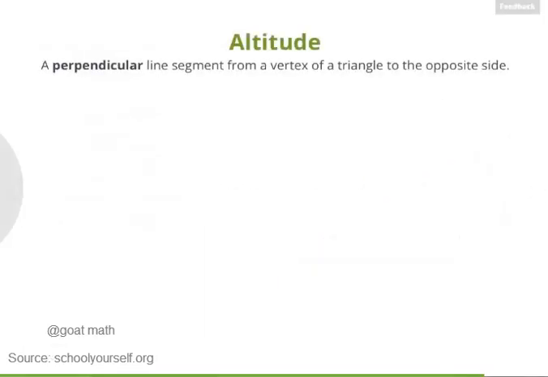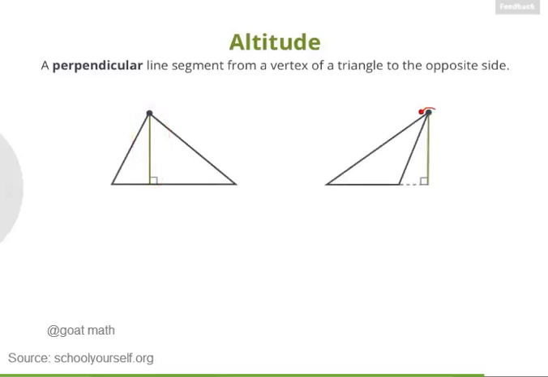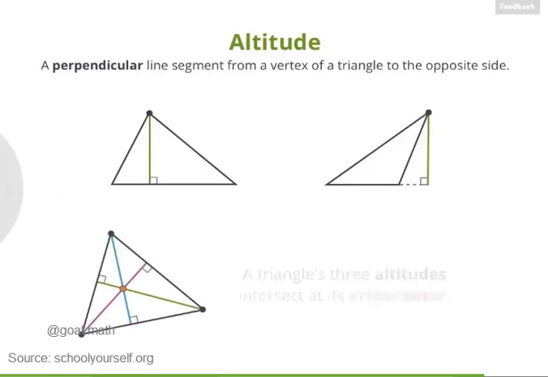Okay, so just to recap, an altitude is a perpendicular line segment between a triangle's vertex and its opposite side. Altitudes can be inside their triangles, but sometimes they lie outside their triangles, like for this obtuse triangle over here. And every triangle has 3 altitudes, which all intersect at a point called the orthocenter.